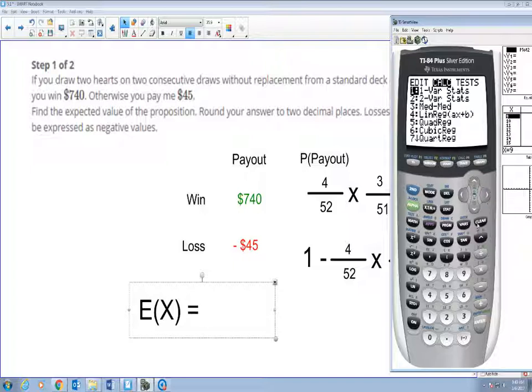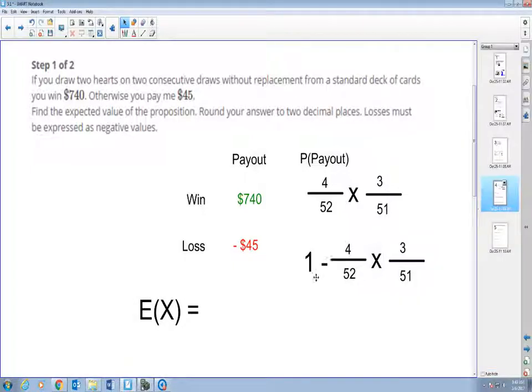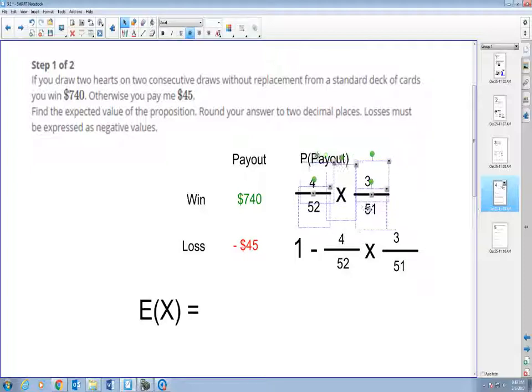So I do stats calc. 2-Var Stats, L1, comma, L2. It shouldn't be negative. That's the part I'm not quite sure what I did wrong. It should not be negative, because even though my chance of winning is very small, times that 740, that will actually give me more positive.